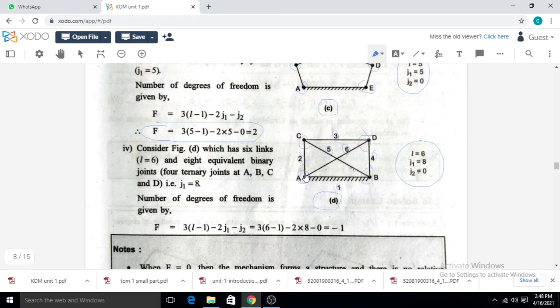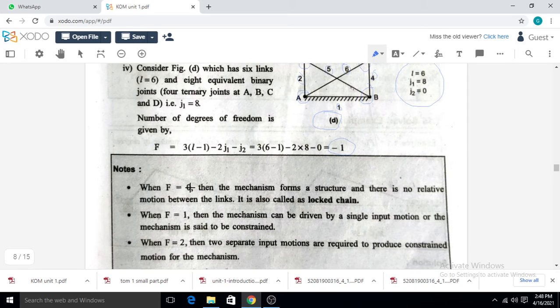So if we put these values in our equation, F is equal to 3 into (L minus 1) minus 2J1 minus J2. So here 15 minus 16, that is equal to minus 1. Here the degree of freedom is minus 1, meaning it is also a structure.